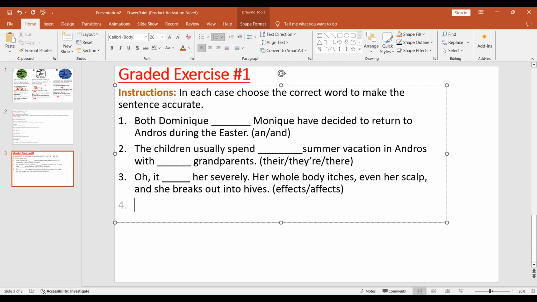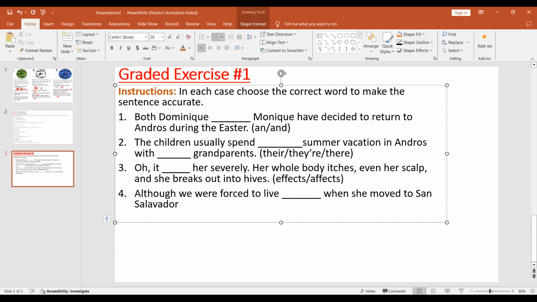Number 4. Although we were forced to live blank when she moved to San Salvador, my best friend has remained blank of my life. A part or apart.